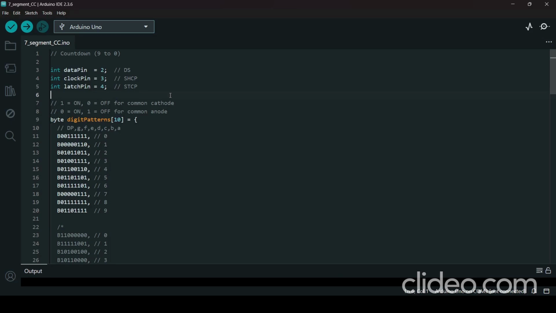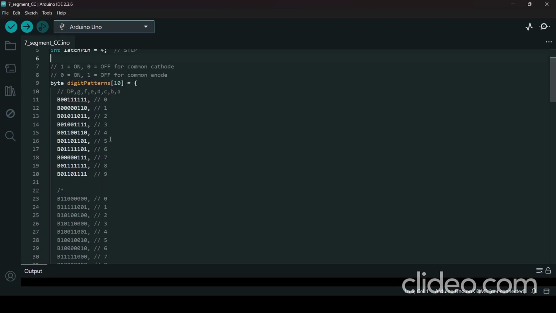So this is the code for our project, and this code will work for common cathode as well as for common anode. You need to make just minor changes for both the cases. And I'm defining 3 pins: data pin, SHCP pin, and STCP pin of the IC. For common cathode I will use 1 for on and 0 for off. And for common anode it will get reversed, that is 0 for on and 1 for off. And I'm defining all the patterns 0 to 9 in these digit patterns.